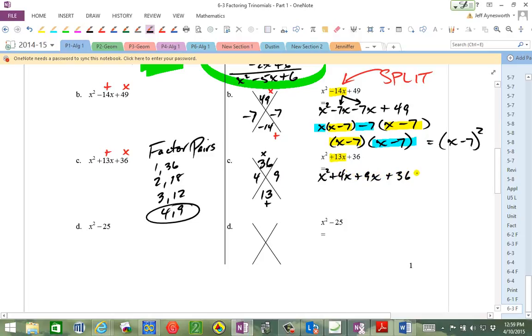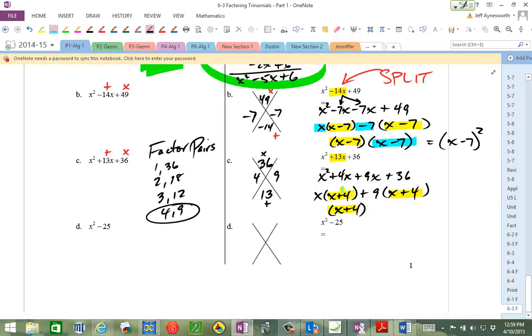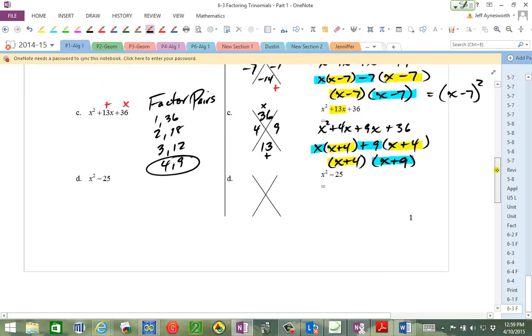Factor out an x here out of the first group. X times x is x squared. X times 4 is 4x. Let me see, 9 divides into both of these, so I'm going to factor out the 9. 9 times x is 9x. 9 times 4 is 36. Notice that the x plus 4's are the same. So you start off with the common binomial all the time. Multiply it by the remaining factors, the x plus 9. And so you have x plus 4 times x plus 9. And that's how the game is played. You just have to get good at it.